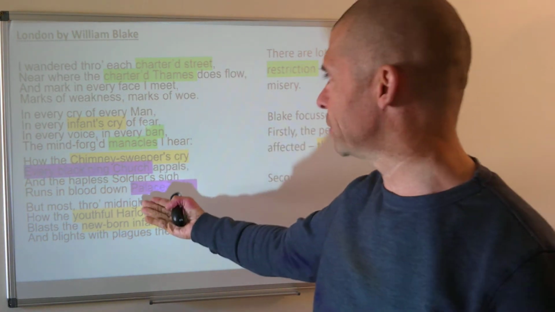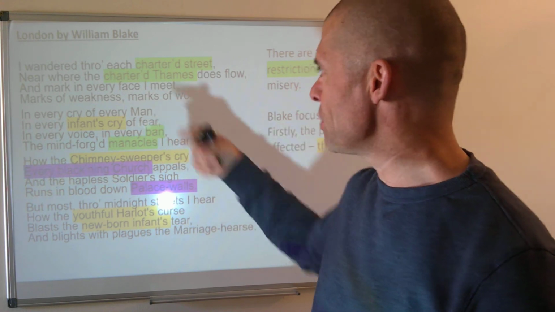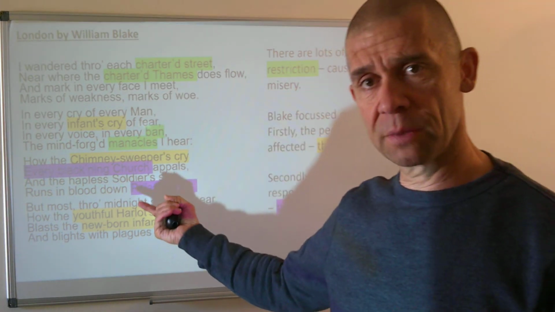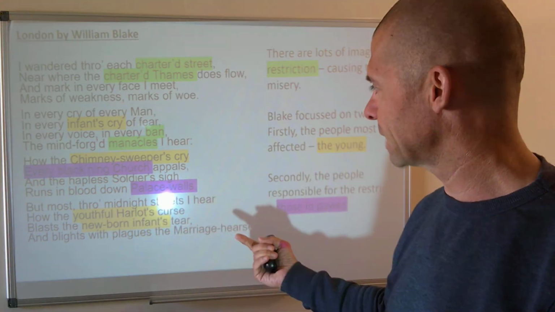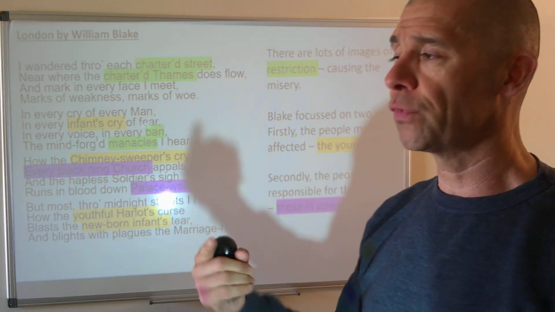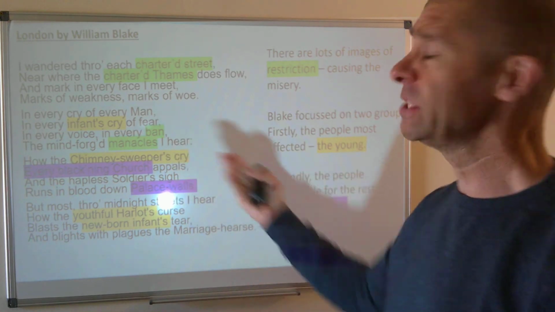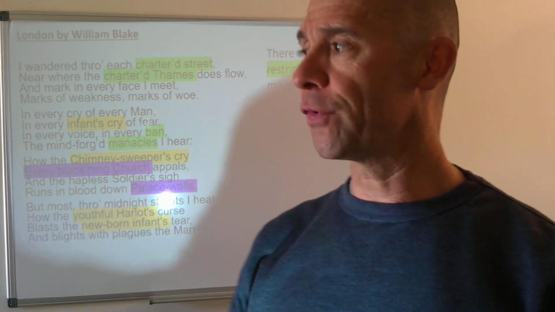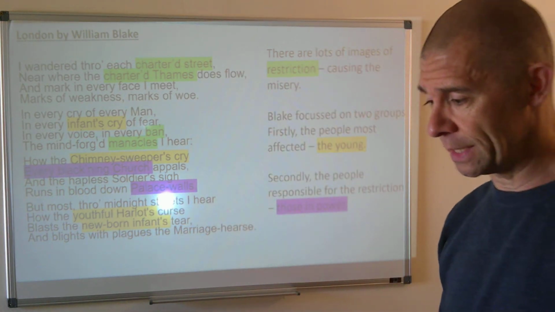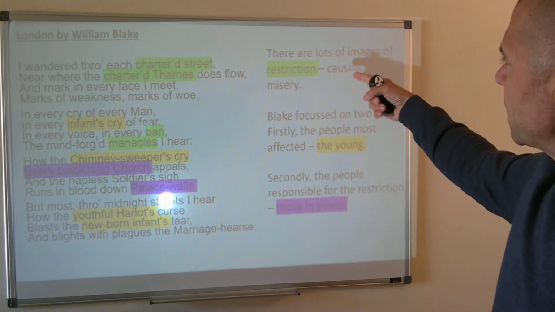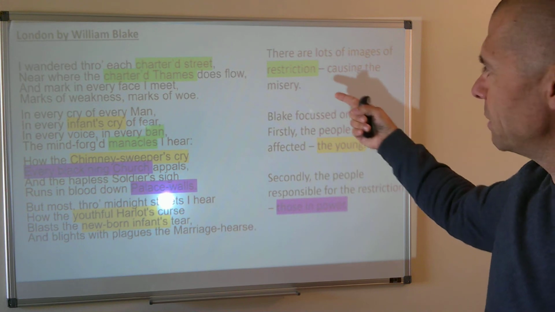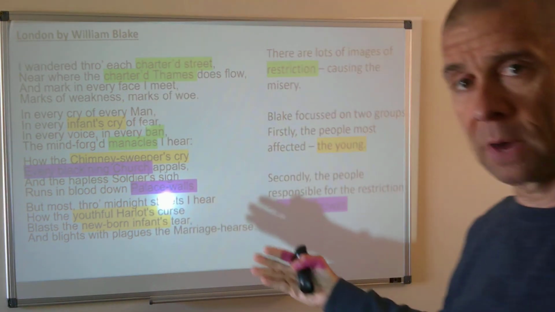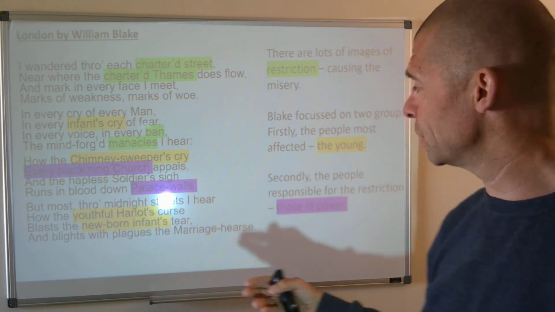Yes, there is a soldier here, and it does mention every man here, but we get infants mentioned twice, and even the prostitute who's mentioned in stanza 4, the youthful harlot, is young. Chimney sweepers, we know, were young. Some as young as 3, 4, 5 being pushed up chimneys. So we see the restriction and the images that are causing the misery, and we see that Blake sees the people that are most affected are the young children.